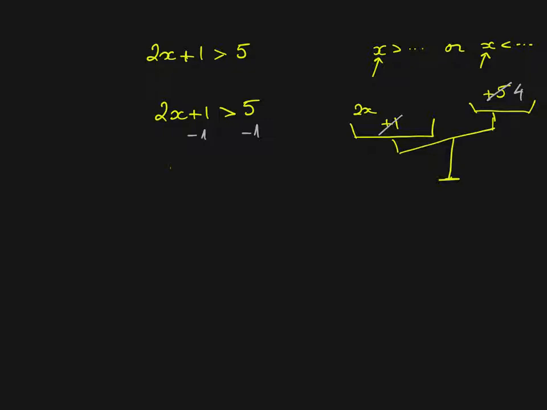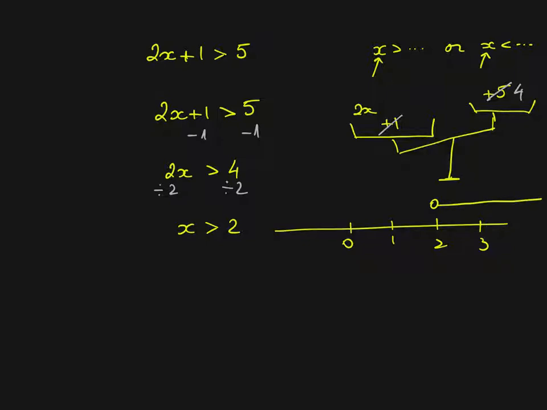So you'll be left with 2x bigger than 4. If you divide both sides by 2, you get x bigger than 2. So your solutions are all numbers that are bigger than 2. And this one is the same as 2x plus 1 bigger than 5. And that's your solution.